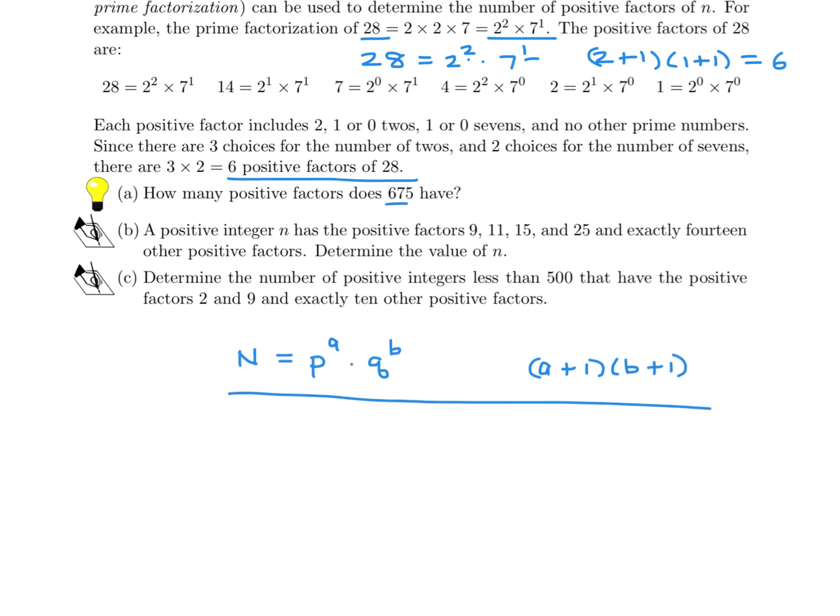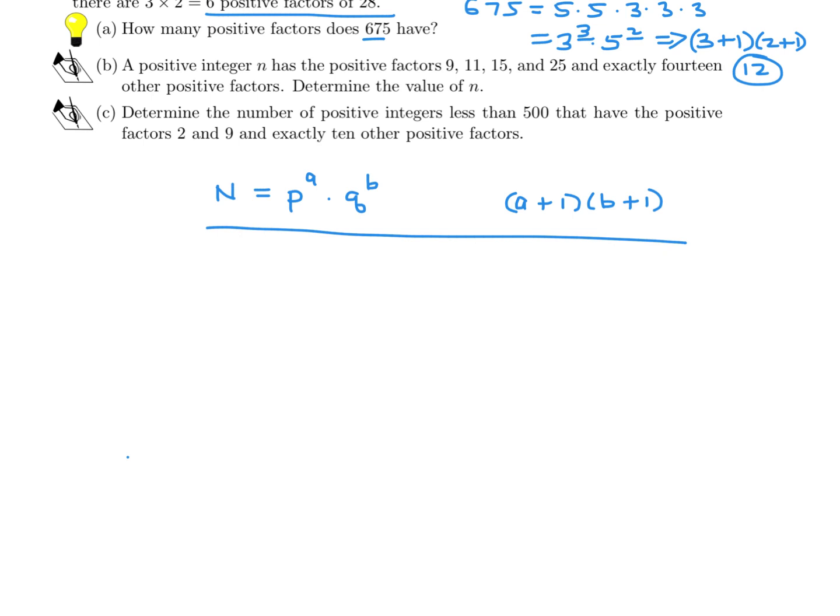So for 675, first step, of course, is to break it up into its prime factors. And I believe 675 is what? 5 times 5 times 3 times 3 times 3. So that's basically 3 to the power of 3 times 5 to the power of 2. So using that formula, the number of positive factors would be 3 plus 1, right? Take that 3, add 1. Take this 2, add 1. And that looks like 4 times 3, which is 12. So 12 positive factors for 675.